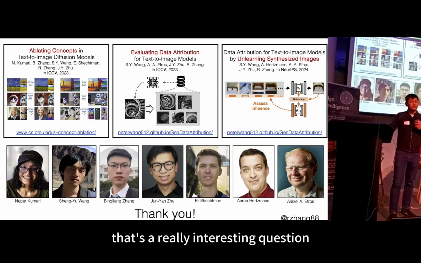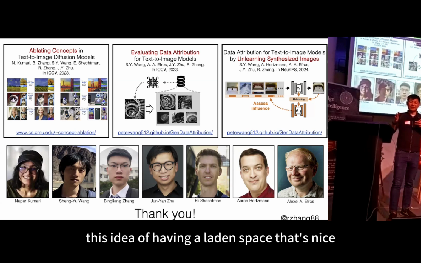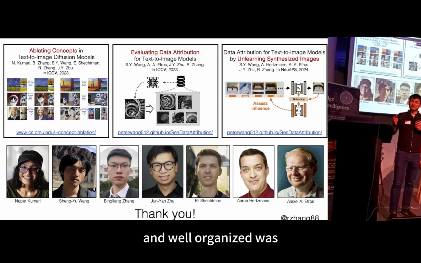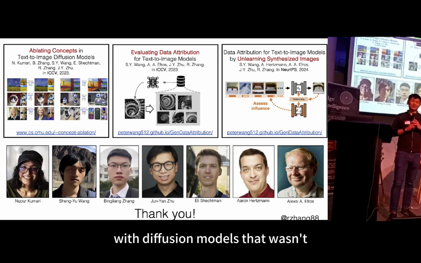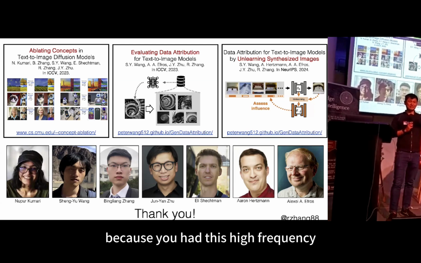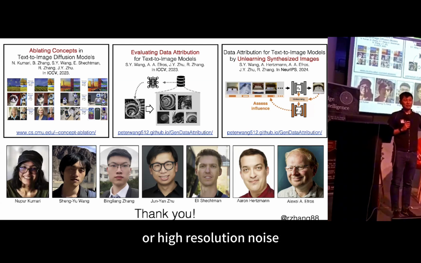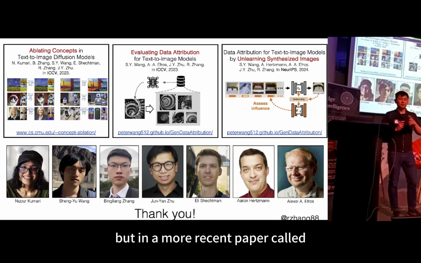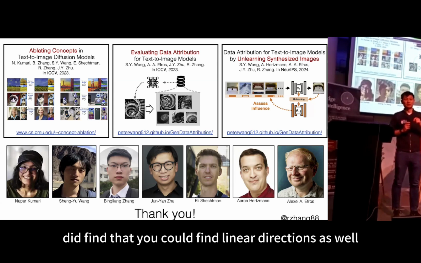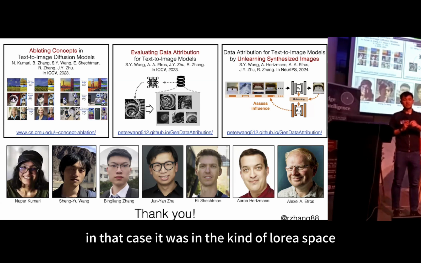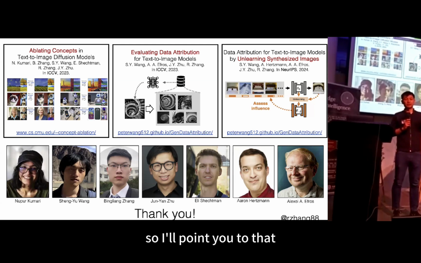That's a really interesting question. For the second one, this idea of having a latent space that's nice and well organized was definitely very prevalent in GANs, and you had these nice linear directions. With diffusion models, that wasn't as immediately obvious because you had this high frequency or high resolution noise. But in a more recent paper called Concept Sliders, we actually did find that you could find linear directions as well. In that case, it was in the LoRA space of the models. So I'll point you to that. It's kind of cool to be able to find those directions and manipulate in that way as well.